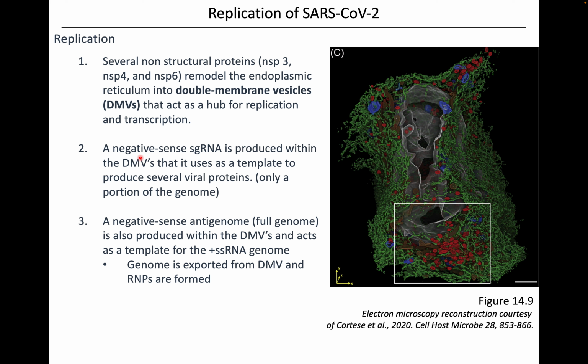So we're going to produce negative sense subgenomic RNA, right? That's only going to be a portion of the genome, and we're going to use that to produce a number of other viral proteins that we didn't get out of our initial polyproteins. And as I said, we're also going to make a full negative sense anti-genome copy, and that'll be the template for making more of our positive sense genomes. Then the genome's going to get exported out of those double membrane vesicles and going to associate with capsid protein and make those RNPs.